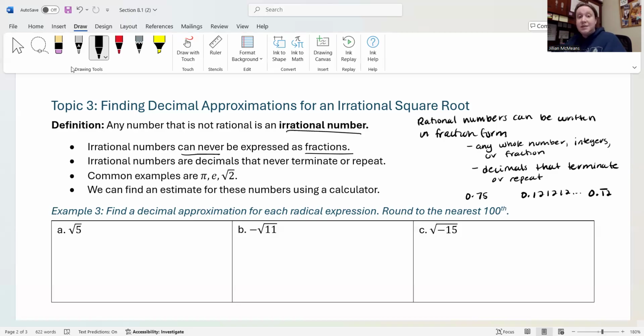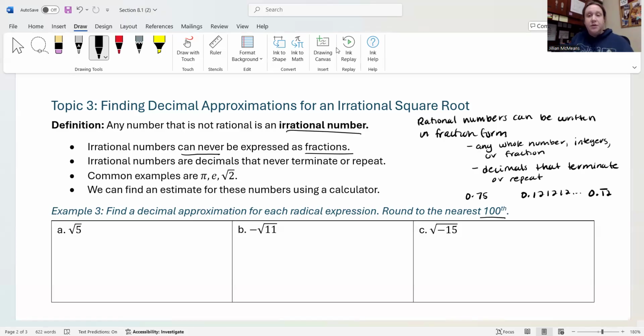We can find an estimate to these numbers using a calculator. So if you are asked to estimate a square root that's going to be an irrational number, you're going to have to do some rounding, okay? So always read the directions to see where you're going to round to. So for example 3, it says find a decimal approximation for each radical expression, round to the nearest hundredth. That means we want 2 decimal places, okay? So let's start with the square root of 5.